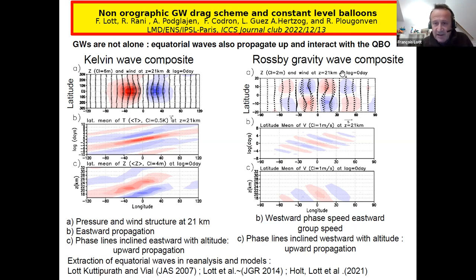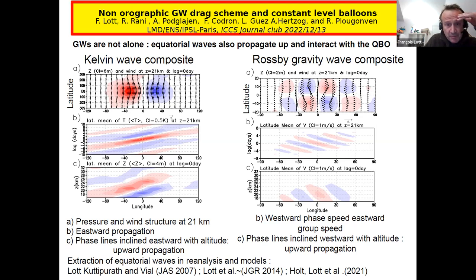It's a Rossby gravity wave at 20 kilometers. So you have those cyclonic and anticyclonic gyres centered at the equator. They propagate westward, as you can see on this section, but you see that the amplitude is propagating eastward because the group velocity is horizontal group velocity and the horizontal phase speeds are of opposite sign. And you see here the vertical propagation, they are tilted toward the west, as expected for a westward wave. You see that both Kelvin waves and Rossby gravity waves are dissipated in the QBO region. So they are important actors that we have to keep in mind.